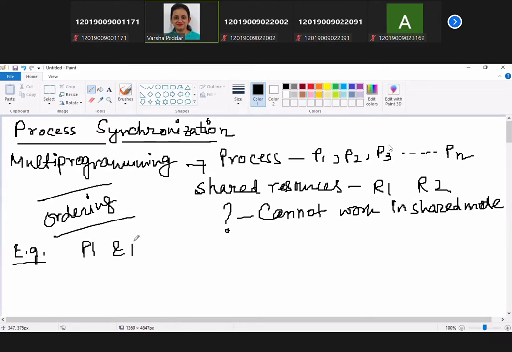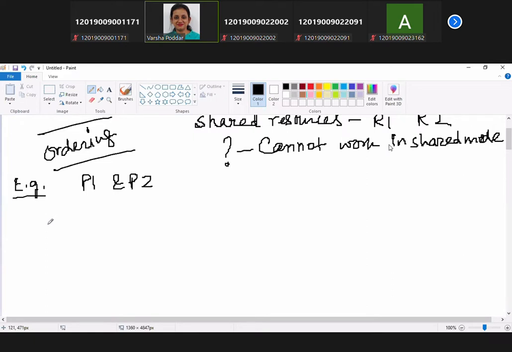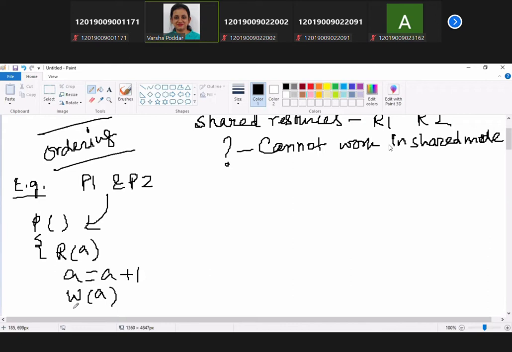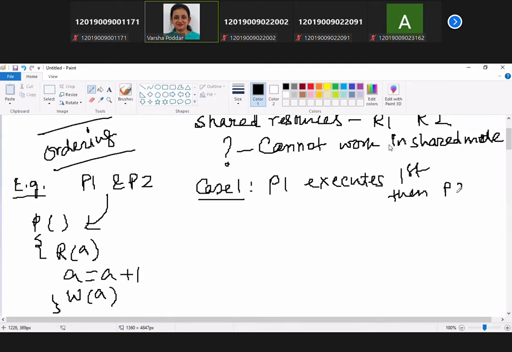Now let us take an example. Suppose I have P1 and P2, two processes, and suppose I have one function P which works both for P1 and P2. So resource A is being read, then A is incremented, and then A is updated. Now if I go for case 1, where P1 executes first, then P2. Suppose this is my situation. P1 and P2 both are the same code.